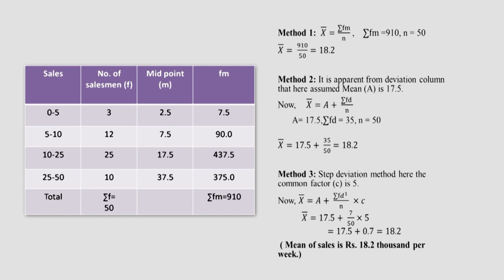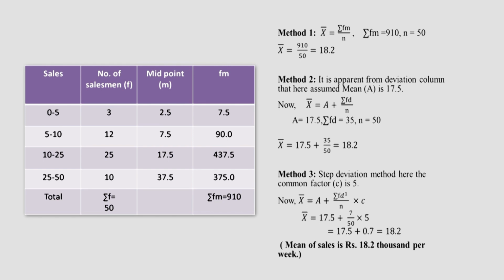Frequency is given in the data set: 0 to 5, 3 salesmen; 5 to 10, 12 salesmen; 10 to 25, 25 salesmen; and 25 to 50, 10 salesmen again. So, frequency is given, number of observations are given, and the summation of observations in this particular example is 50. So, summation f is 50, that means n is 50, because summation f is nothing but n, alright. Now, since we have to take the mid value of x, x is 0 to 5, 5 to 10, 10 to 25 and 25 to 50.